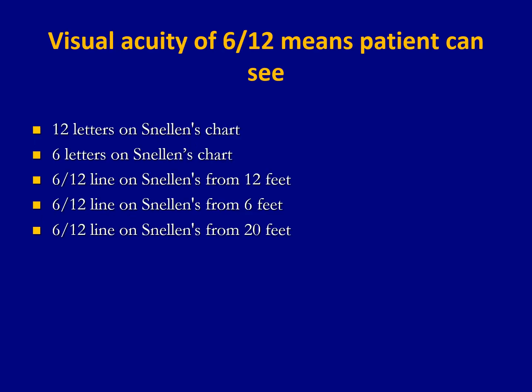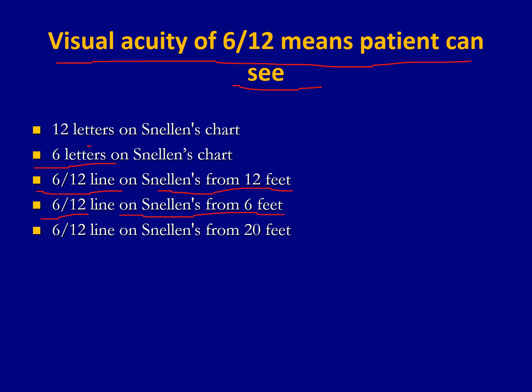Next MCQ. Visual acuity of 6/12 means patient can see 12 letters on the Snellen chart, 6 letters on the Snellen chart, 6/12 line on the Snellen chart from 12 feet, 6/12 line on the Snellen chart from 6 feet, or 6/12 line on the Snellen chart from 20 feet. Let's go to the next slide to explain it, and then we'll find out the answer.